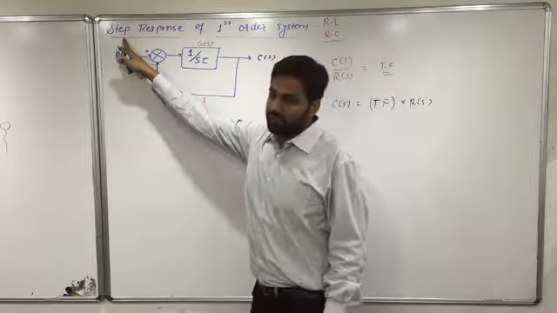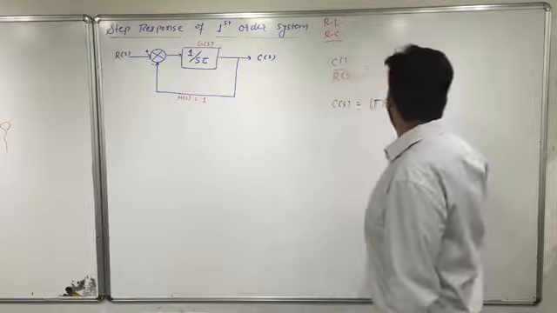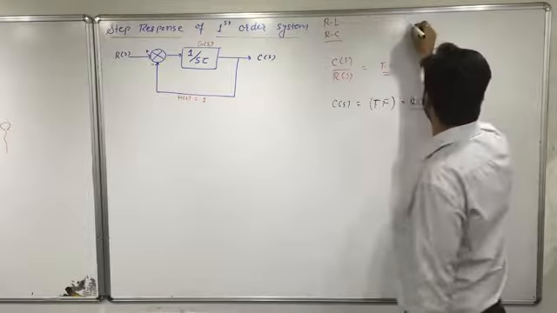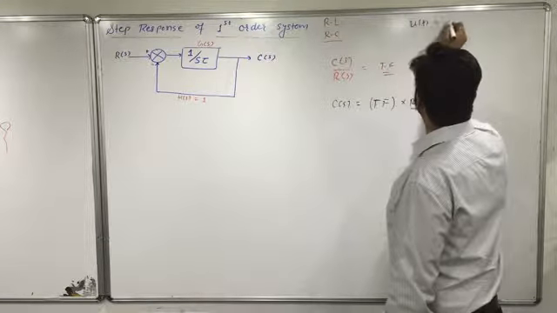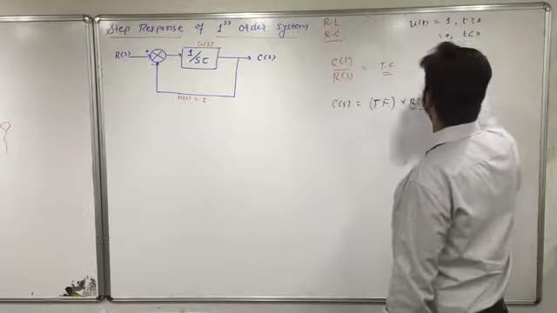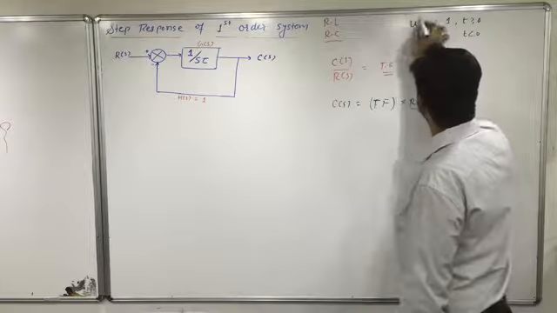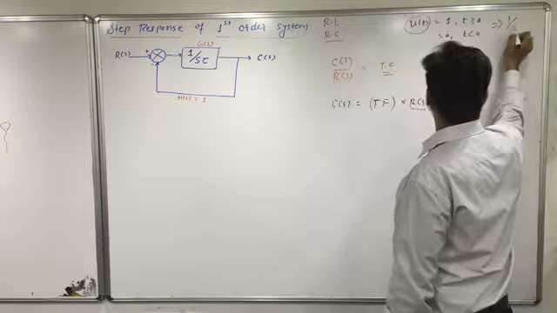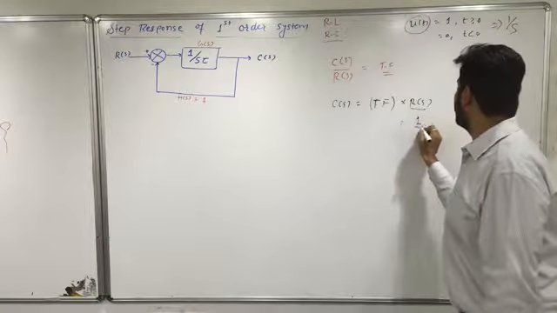Step input I have to give. Step input. So R of s for a step. So I know that u of t is equal to 1 for t greater than or equal to 0 and is equal to 0 for t less than 0. So here the Laplace transform of it is given as 1 upon s. So I will be putting 1 upon s over here.